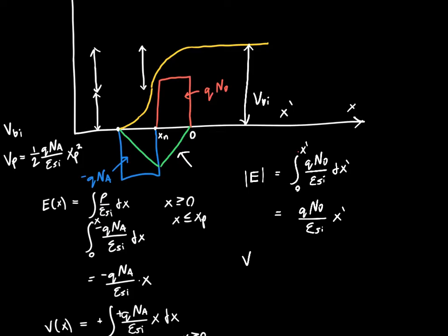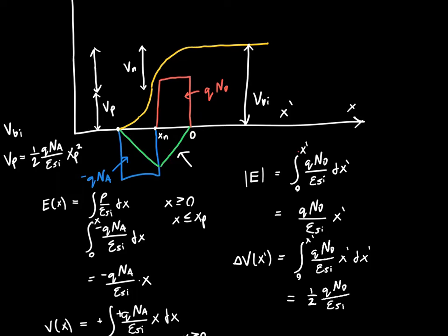And this is Vn, this is Vp. So if we're interested in V as a function of x prime, it's just the constant, which I'm going to ignore. So let's say delta V as a function of x prime. We just need to integrate this guy. So QND over epsilon silicon x prime dx prime from 0 to x prime. And again, it's the same thing as before, 1/2 x prime squared. So 1/2 QND over epsilon silicon times x prime squared.